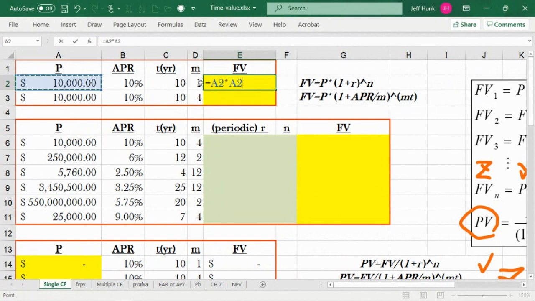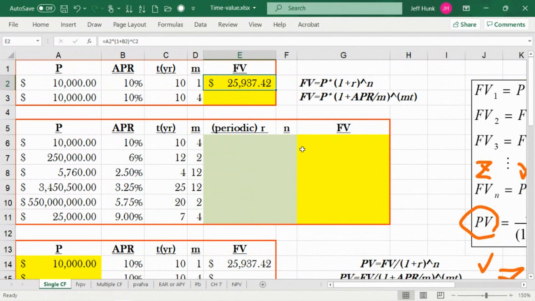So that's A2. And then times, which you have to enter manually: times, open parenthesis, 1 plus 10%, you can click it in, raised to 10 years. Okay, there you go. Then we get exactly 25,937.